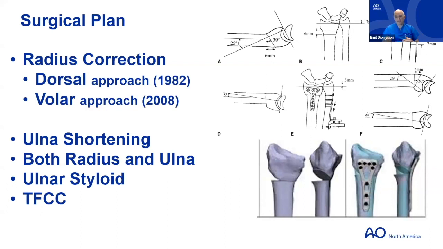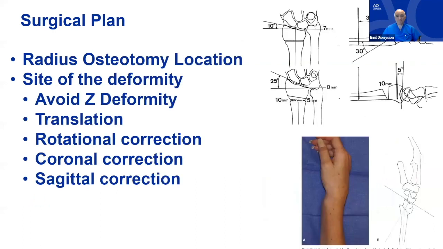Of course, sometimes we may do an ulnar shortening osteotomy if we cannot lengthen the radius enough or there's too much discrepancy. Sometimes we may do both radius and ulna. And so the question comes what to do with the ulnar styloid. Sometimes the ulnar styloid is a large fragment, which is painful and has a non-union, and we may consider doing surgery for that, especially if there's instability of the distal radial ulnar joint. And also we have to worry about the triangular fibrocartilage. If there's any injury or a tear, we might want to repair it at the same time we're doing the osteotomy correction.